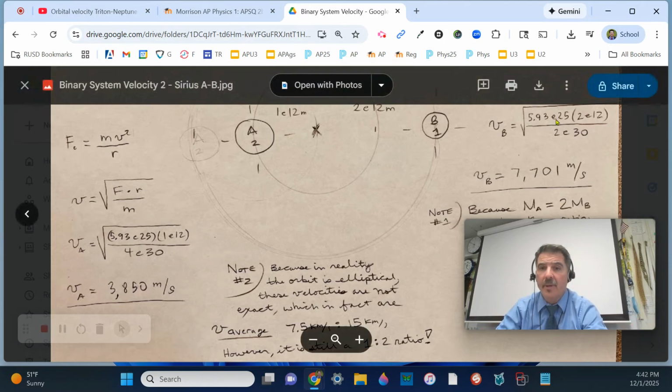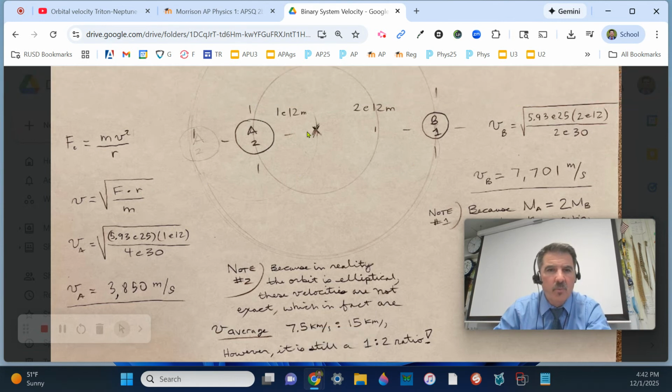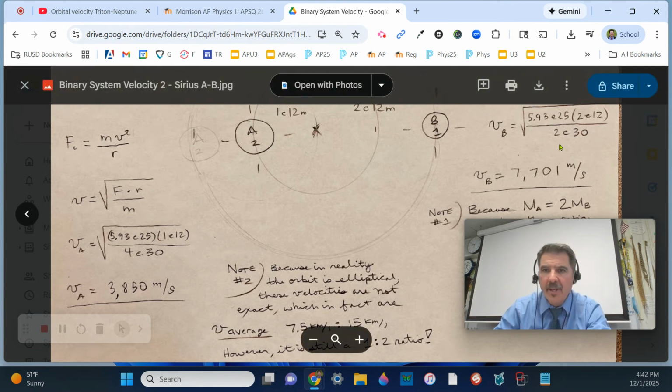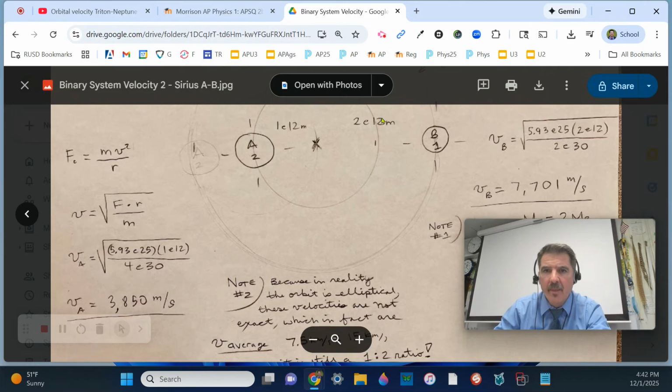Remember, the force between them is the same. And now I did the same thing over here. So the force between them is 5.93 times 10 to the 25th, which is the same here, times the radius. Now, the radius of this one is 1e12, and the radius of this one is 2e12, right? The radius to the center of their orbit, divided by their mass. The way this works, remember, it's different than the other equation, which is derived differently from the notes today. The mass of this one is twice as big, 4e30 versus 2e30.